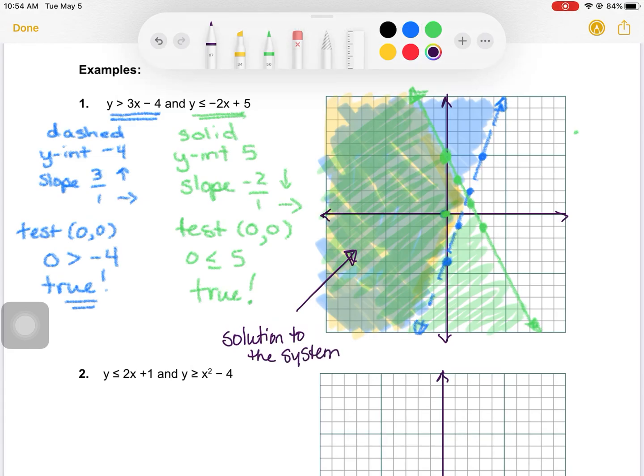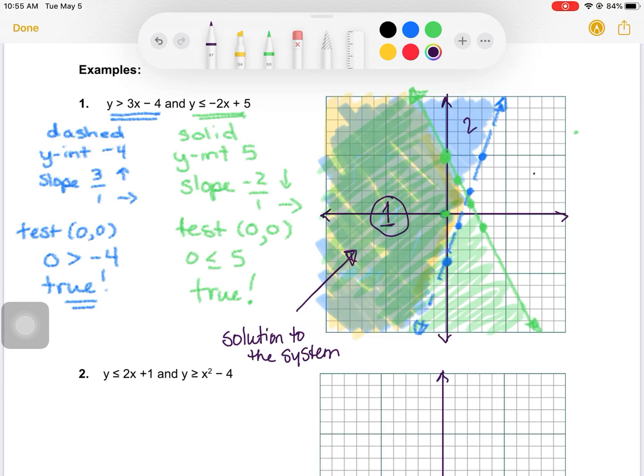And you can see that the lines separate our grid this time. Instead of just into two halves of a plane, it's four different sections. So if we called this section 1, we would say this is our solution set.